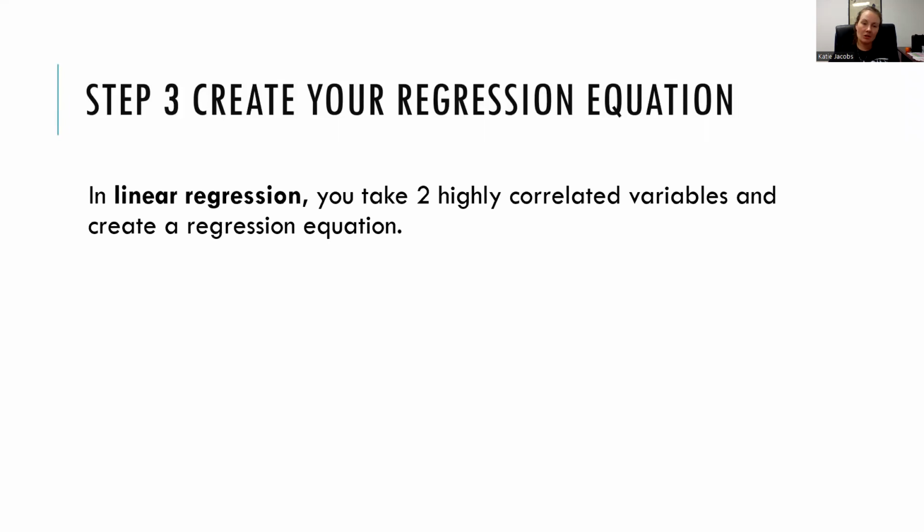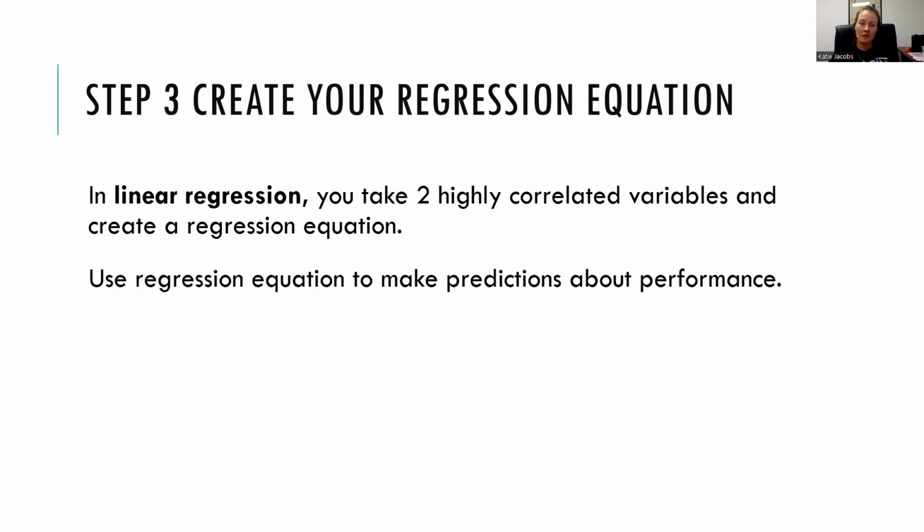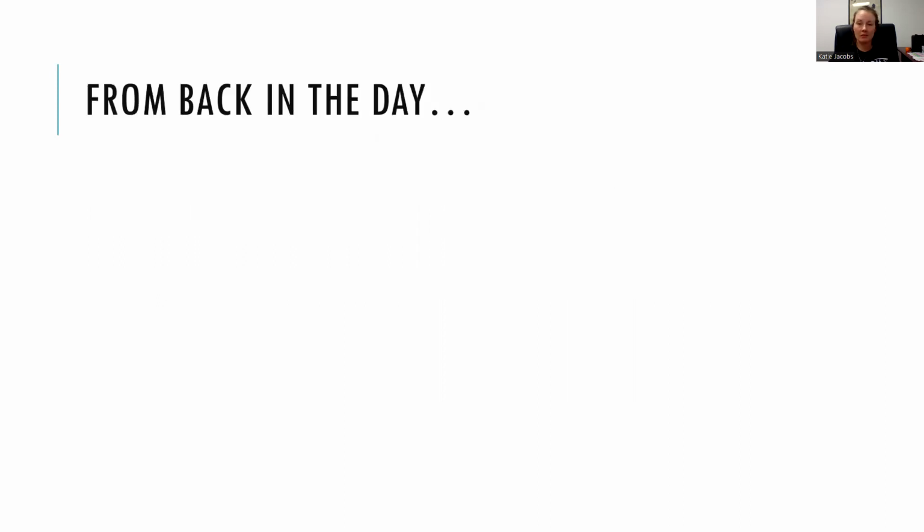Okay, so in linear regression, you take two highly correlated variables and create a regression equation. You use the regression equation to make predictions about performance. So in order to do this, we need to remember some things that you may have learned a long time ago. From back in the day, you may have learned a formula called y equals mx plus b. This formula was called the equation of a line. And so if you were trying to graph a line on a coordinate plane, you would use this kind of formula to figure it out.